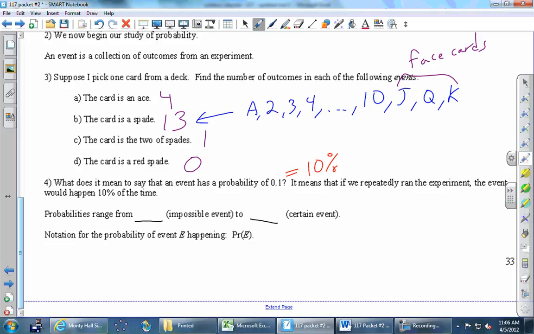Probabilities range from a certain number. What's the probability of an event that's impossible? 0. If something never happens, there is a 0% chance of it happening. How about an event that's certain to happen? Is 1, or if you like percentages, 100%. So probability is always between 0 and 1.